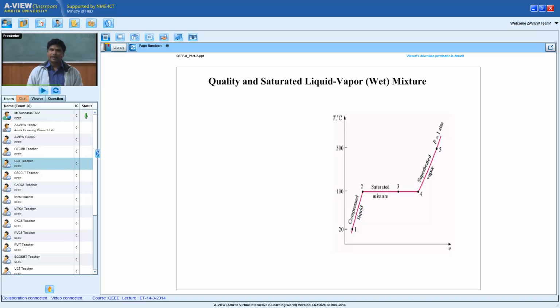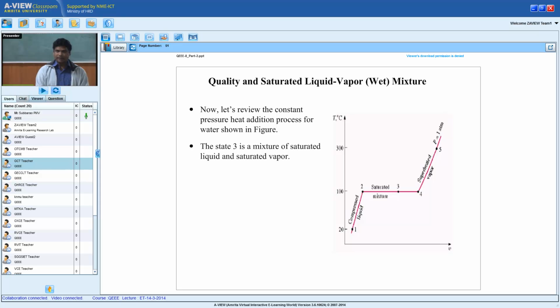The moment x is greater than 0 and less than 1, the point should be inside the dome. You can see this one. Point 3 has an x less than 1 and greater than 0. If I am at point 2 or below, x is 0. If I am at point 4 or above, it is 1. So defining quality here or here is pointless. There is no reason at all. Quality starts at 2, and after 4 quality should not be used at all. This is the quality definition I have just given you, and it can be used in many ways in engineering.